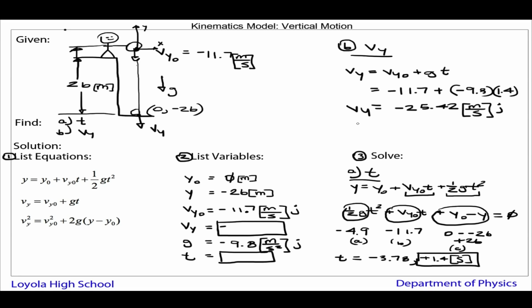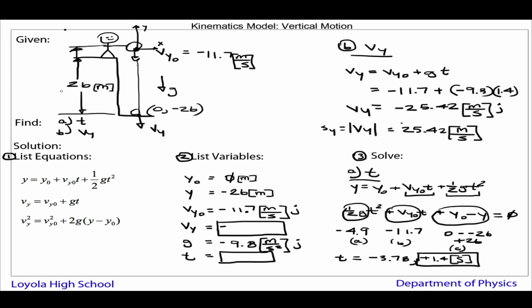In the homework in web assignment, you might be asked for the speed. The speed is simply the magnitude of the velocity. The speed in the y direction is the magnitude. So it's simply the 25.42 meters per second. It doesn't have the minus j. It's simply the magnitude. Okay. So depending on what's asked for, the velocity or the speed, you would type the correct answer in the web assignment. So this is a sample of how you would complete a kinematics model problem in the vertical direction.